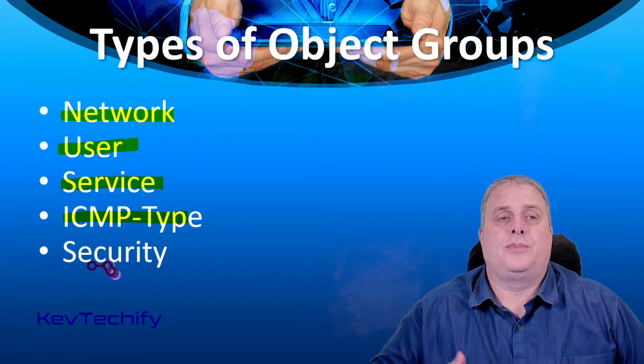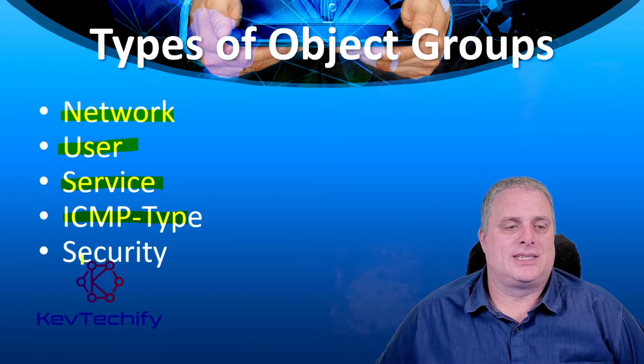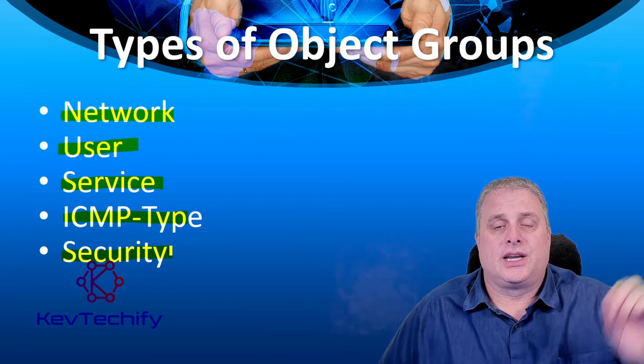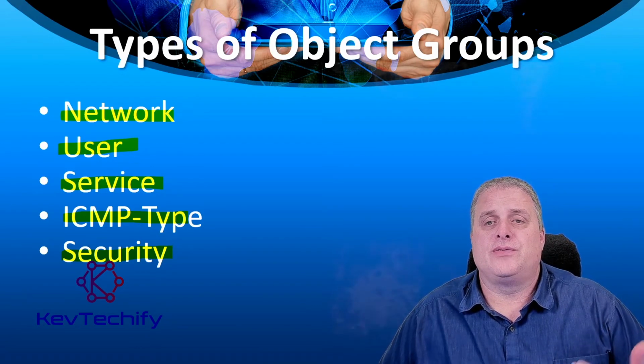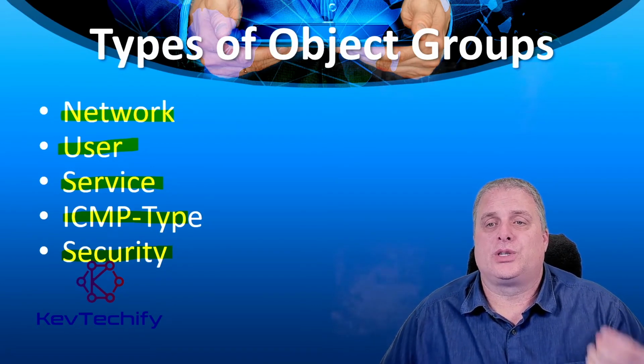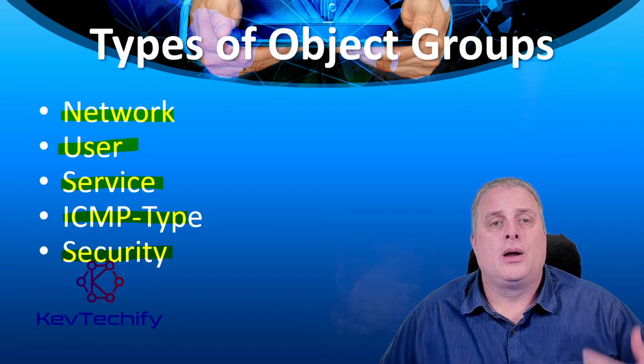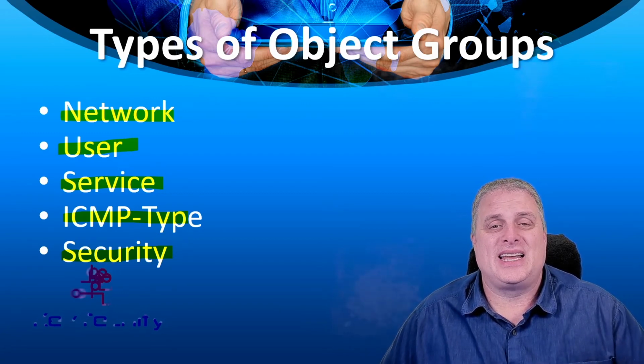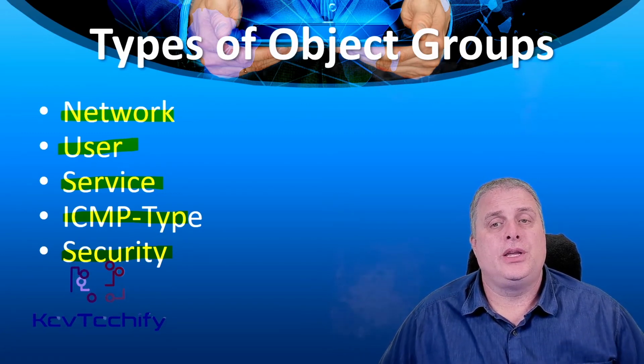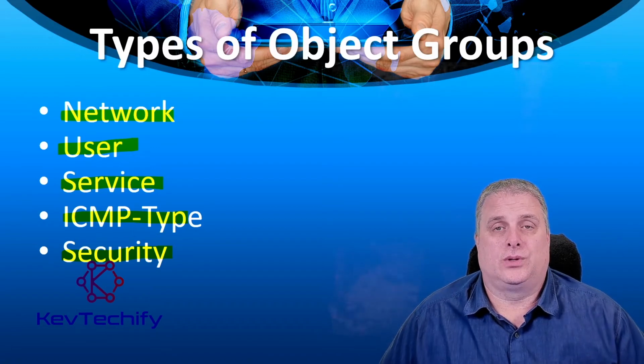And the final type of object group is security. A security group object can be used in features that support Cisco TrustSec by including the group in an extended ACL, which in turn can be used in an access rule.